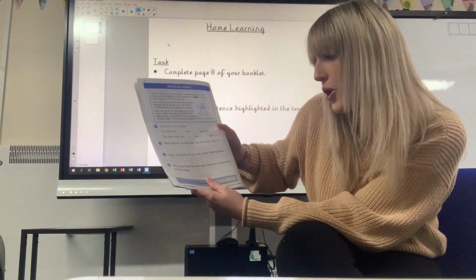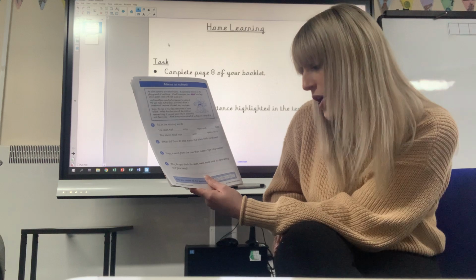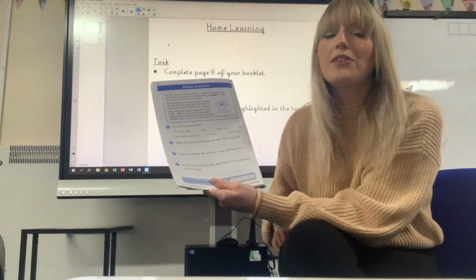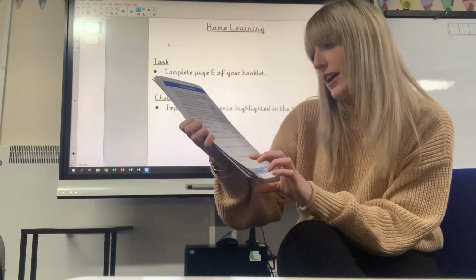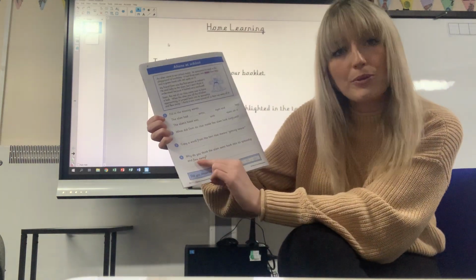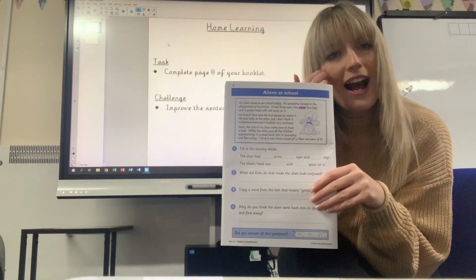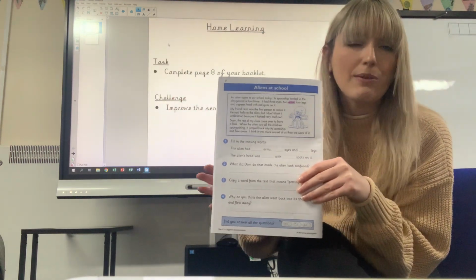Number 4. Why do you think the alien went back into its spaceship and flew away? So I'd look for the words flew away, and read the sentence around that and think why. So not that he did fly away. Why did he do it?